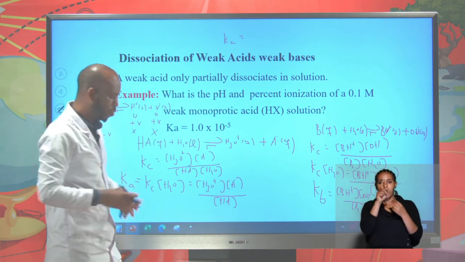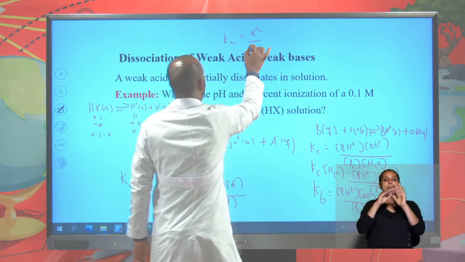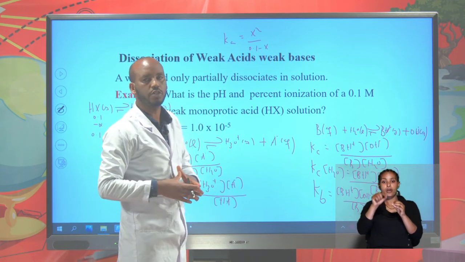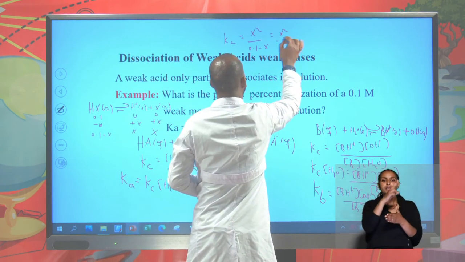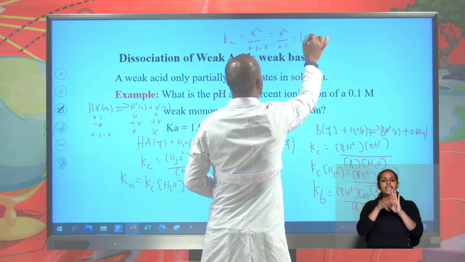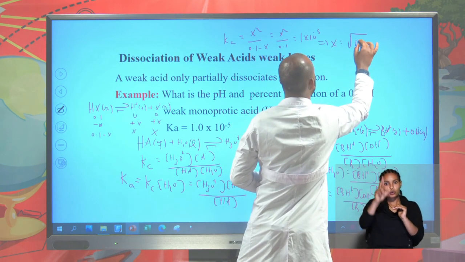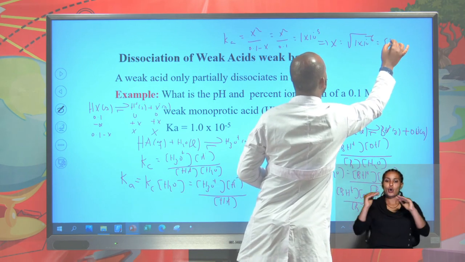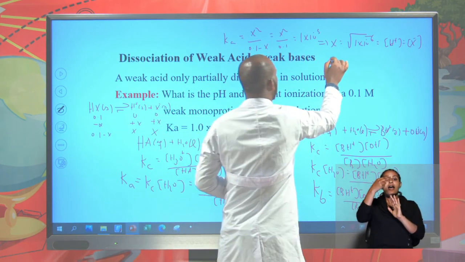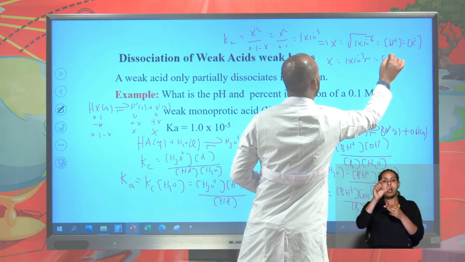X times X equals X square, divided by the equilibrium concentration of HX, which is 0.1 minus X. Now for a small value of X, 0.1 minus X is approximately 0.1. Therefore, X square divided by 0.1 equals the acid dissociation constant, 1 times 10 raised to minus 5. From this, X equals the square root of 1 times 10 raised to minus 6, which equals the equilibrium concentration of H plus, equal to the equilibrium concentration of X minus. X equals 1 times 10 raised to minus 3 molar, the H plus concentration.